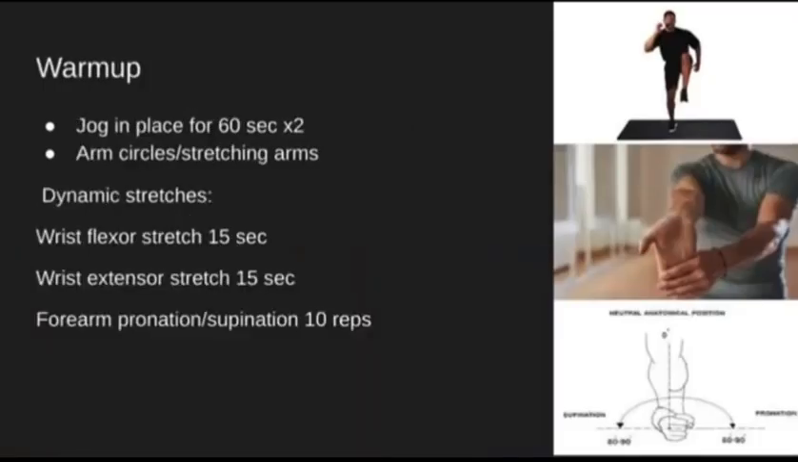Warm-up. For my warm-up, we did jog in place for 60 seconds for 2 reps. And we also did arm circles and stretched our arms. Some dynamic stretches we did were wrist flexor stretch for 15 seconds, wrist extensor stretch for 15 seconds, and forearm pronation and supination for 10 reps.